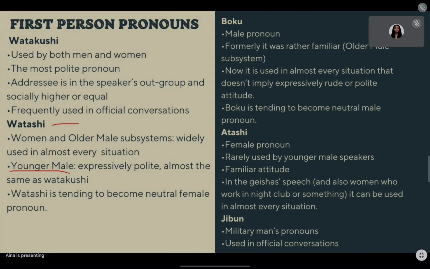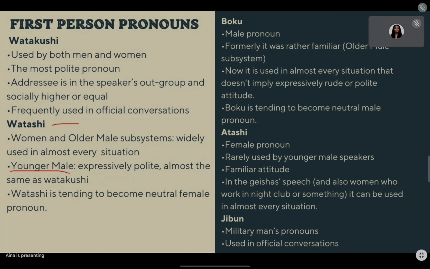Boku is a male pronoun. Formerly, it was rather familiar for the older male subsystem. Now it is used in almost every situation that doesn't imply expressively rude or polite attitude. But for me, if you're going to use this for the socially higher position, this will be expressively rude. No? Magiging rude siya kapag ginamit mo yan sa mga boss mo, sa mga teacher, ganyan.